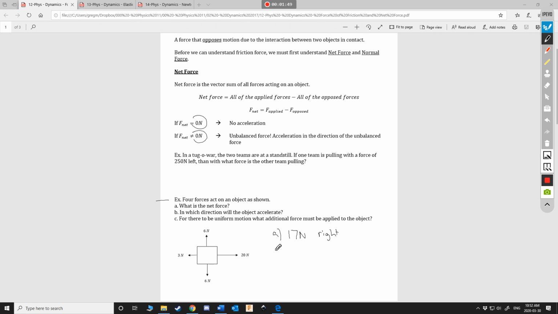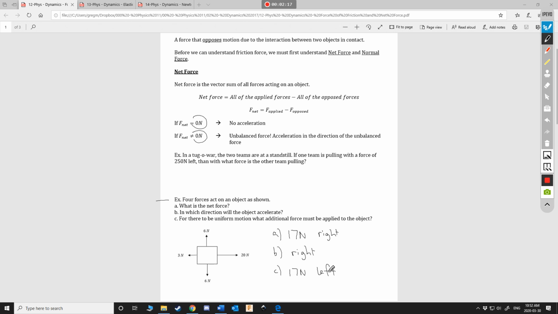So let's finish this question. It says, in which direction will the object accelerate? Well, it's in the direction of the unbalanced force, so to the right. And C, for there to be uniform motion, what additional force must be applied to the object? Basically, if we want uniform motion, there must be an additional 17 newtons to the left. That would balance out the force to the right. Our net force would be 0.